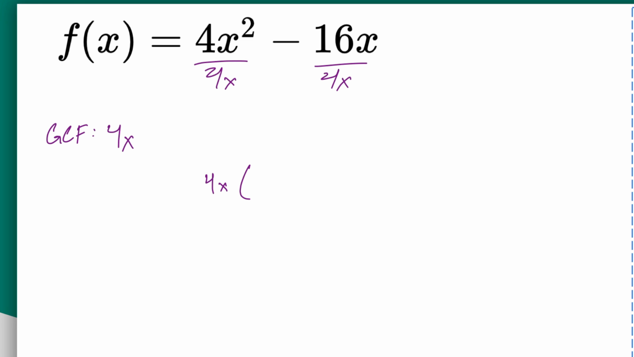4 divided by 4 is 1. X squared divided by x is just x. And then negative 16 over 4 is minus 4. And there's no more x because they cancel out. And I'm left with this. But this is f of x is equal to that.